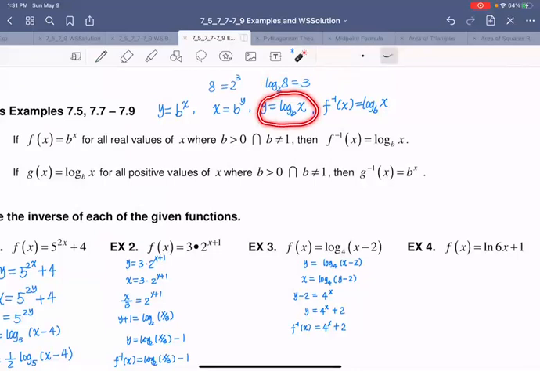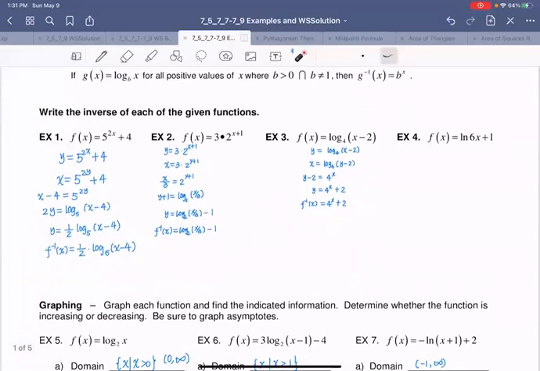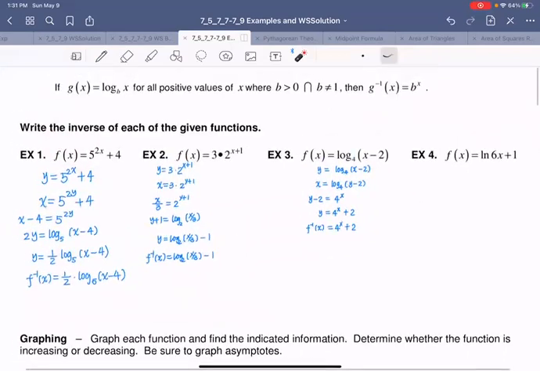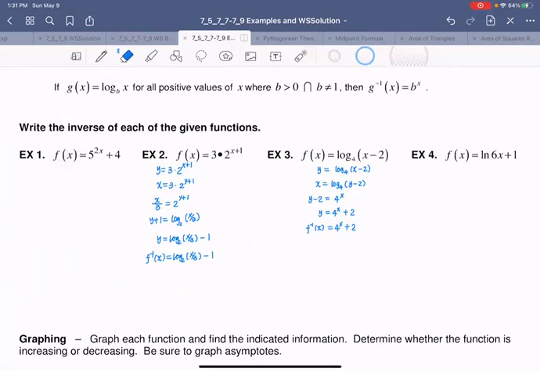After you write down this y, you can change the y to f inverse x. This equals log base b of x. Now, if I give you this, we want to be able to figure out the inverse function, okay? Let me call student Aiden. Let's do the first one. Find out the inverse function, please.